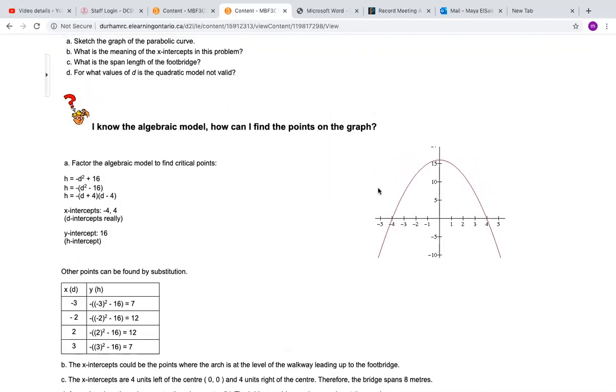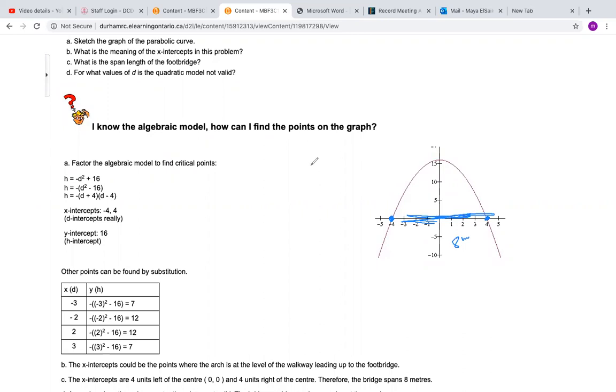What is the span length of the footbridge? So the x-intercepts are 4 units to the left of the center and 4 units to the right. Therefore, the bridge span is 8 meters. So if you look, since you're starting right here, your bridge is starting right here, right? This is where it's touching the ground, and then ending right here. That means the span of this bridge is 8 meters.